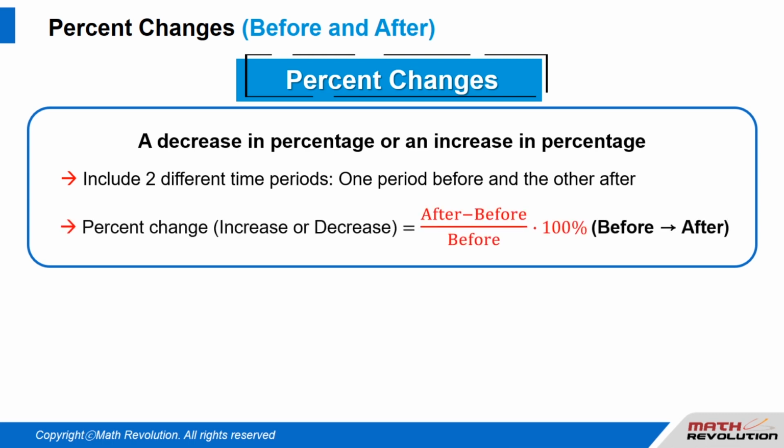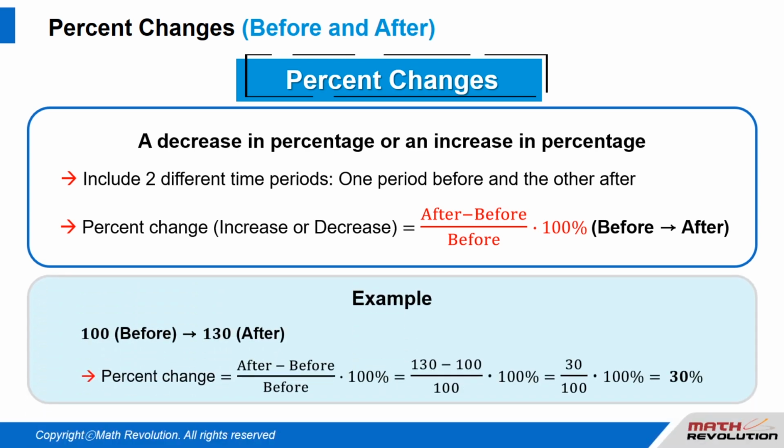Let us look at the time when percentage changes. Percent change, increase or decrease, is equal to after minus before over before times 100%, when before becomes after. For example, 100 before becomes 130 after. Percent change equals after minus before over before times 100%, which equals 130 minus 100 over 100 times 100%, which equals 30 over 100 times 100%, which equals 30%.